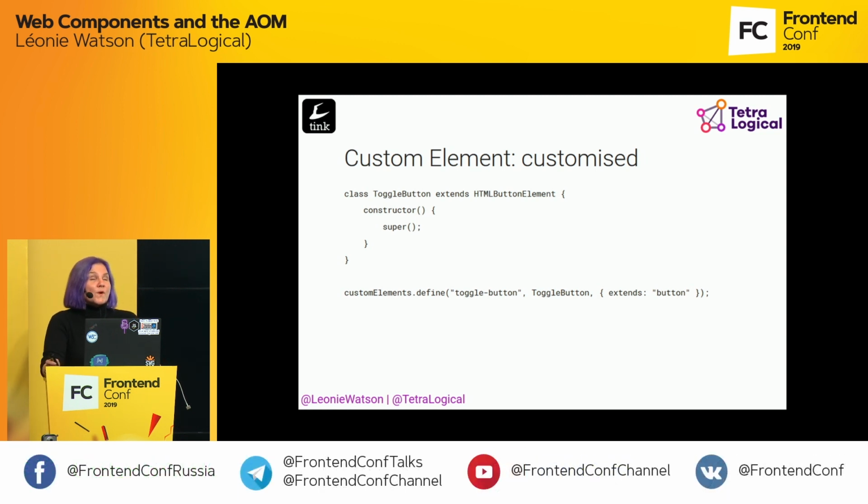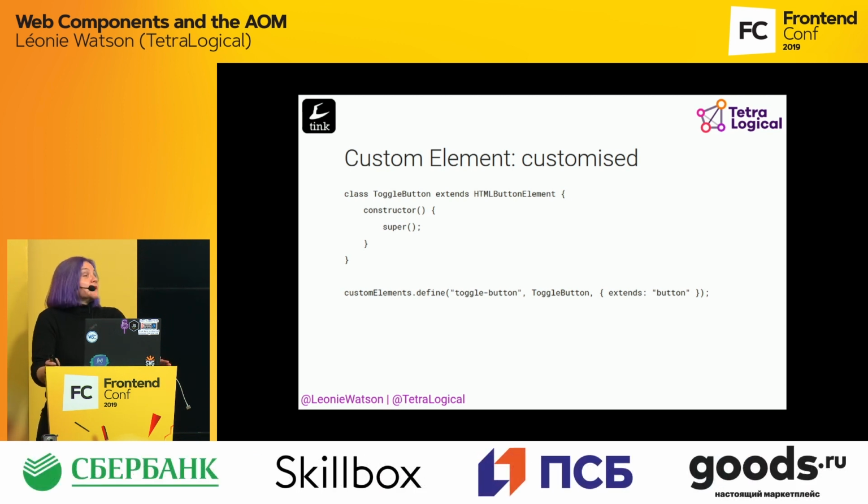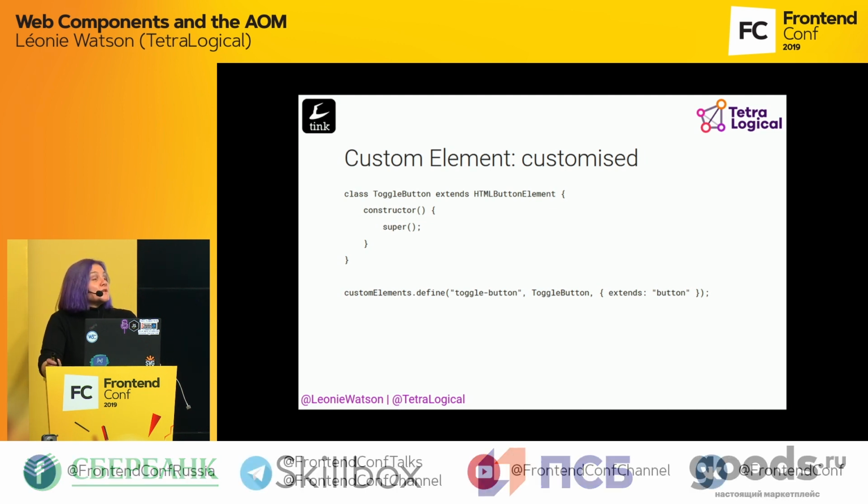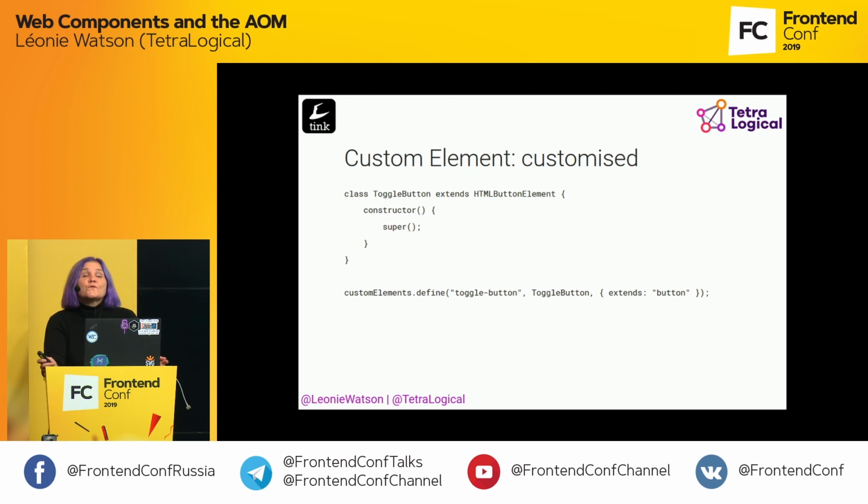So enter web components, or to be more specific, custom elements. Web components, if you're not familiar, is a term that's used to mean 3 different specifications: custom elements, the shadow DOM, and HTML templates. In this case, we're going to look at custom elements, and there are 2 sorts of custom elements that you can choose from. The first we'll look at is called a customized custom element. And you start by taking an existing HTML element and adding behavior to it.